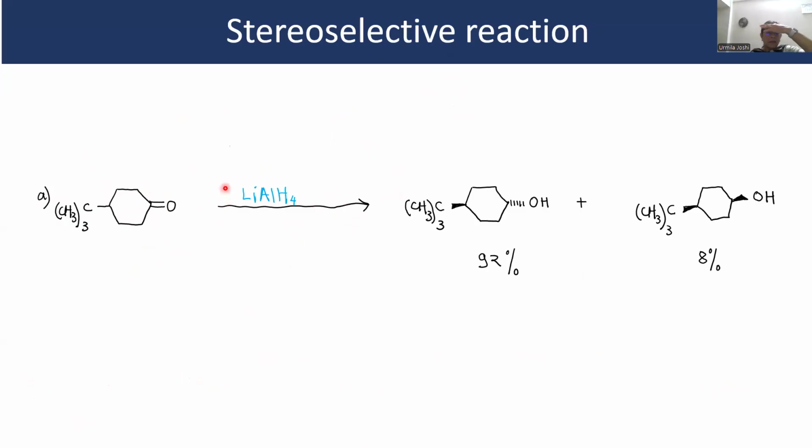This starting material, I am sorry about this. This should have been a straight line, not a thick line. Okay. This starting material reduces the ketone. When it reduces the ketone, this product is formed in 92% amount and this product is formed in 8% amount. And so the reaction selects one stereoisomer.